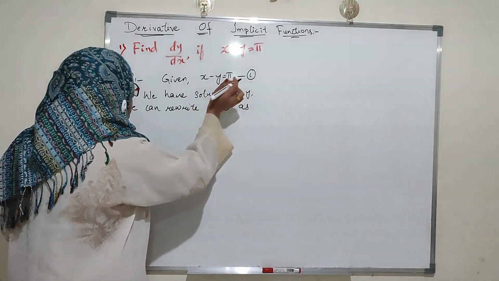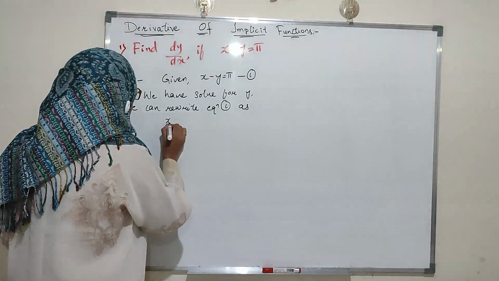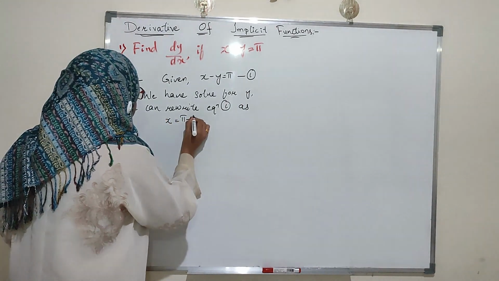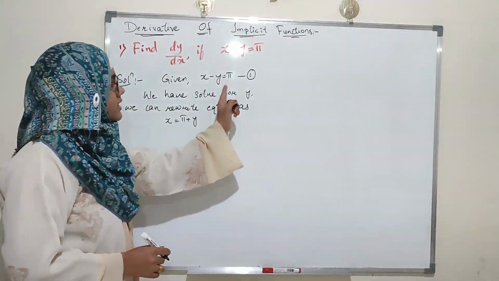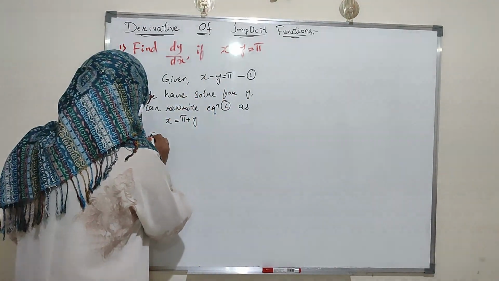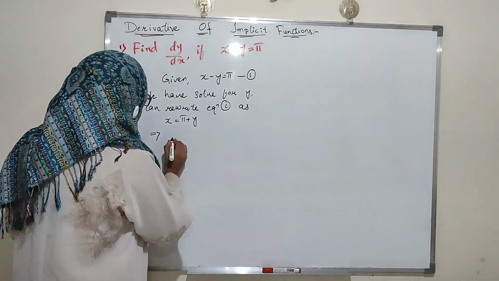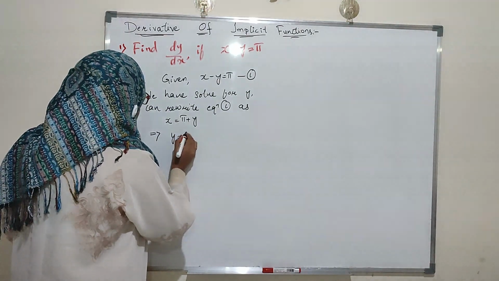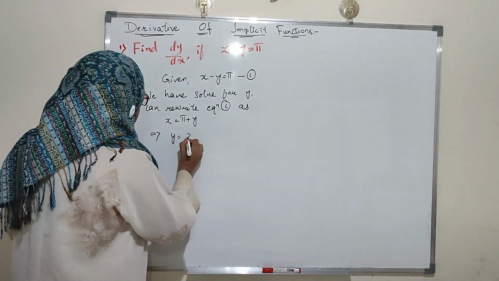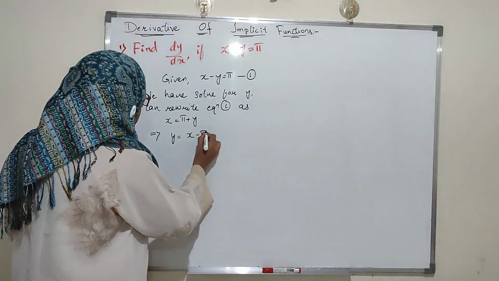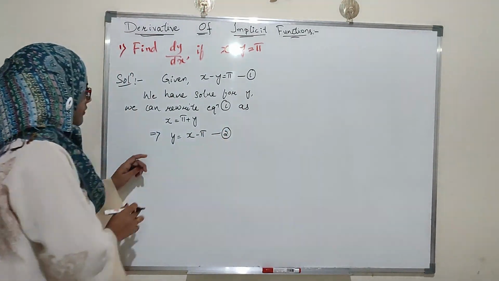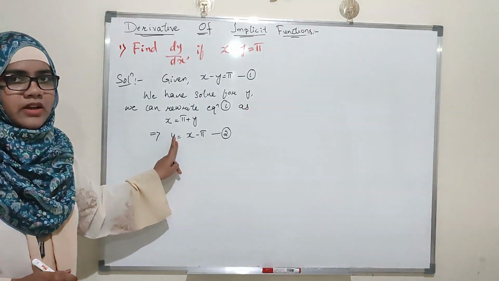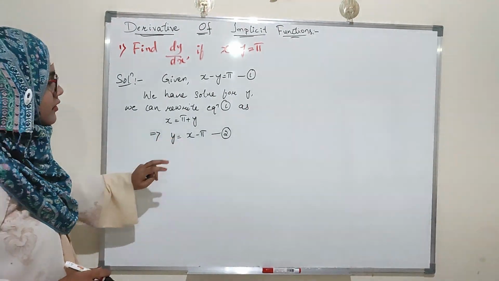Taking minus y to the RHS side, it becomes plus: x equal to pi plus y. This implies we want to separate the y term. y is equal to x minus pi, taking pi to the left-hand side it becomes minus. This is equation 2. We wrote equation 2 in the form of y, solving for y.